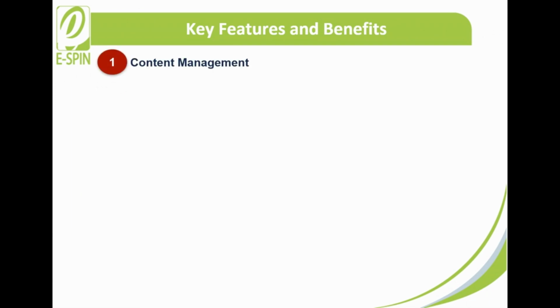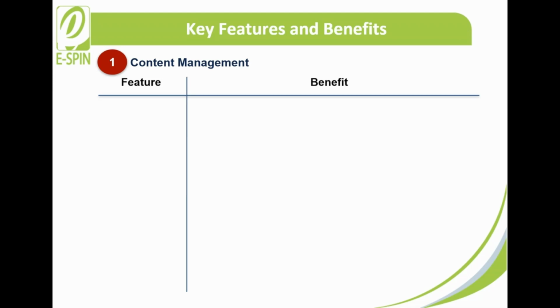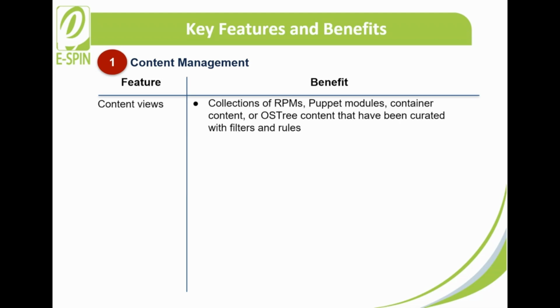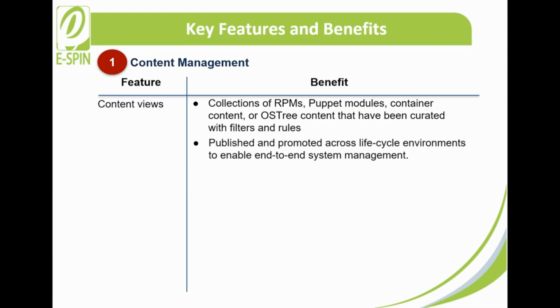Content management. Red Hat Satellite promotes systematic application of content, patches, to deployed systems, in all infrastructures. Red Hat Satellite gives greater system consistency and availability, making IT respond more rapidly to business needs and vulnerabilities through content views, collections of RPMs, Puppet modules, container content, or OSTree content that have been curated with filters and rules. These content views are published and promoted across lifecycle environments to enable end-to-end system management.